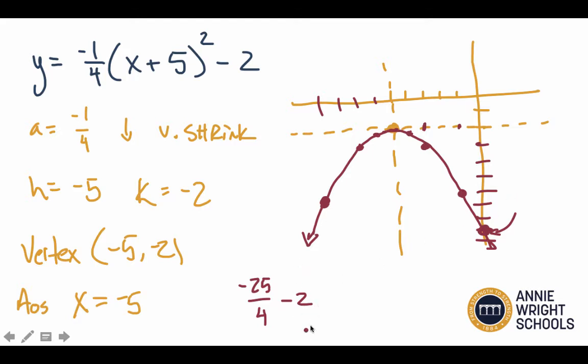This is getting a common denominator, negative 8 over 4. Negative 25 minus 8 over 4 would be negative 33 over 4. It's a little bit smaller than negative 8. I say smaller than negative 8 because it's more negative than negative 8. It's between negative 8 and negative 9. You don't need to find the y-intercept. You do need to label your axes, but you should have some nice points.